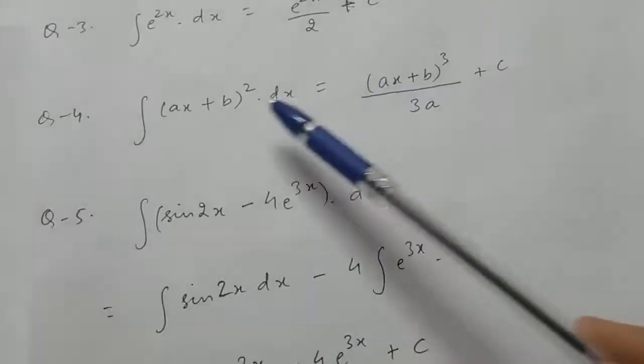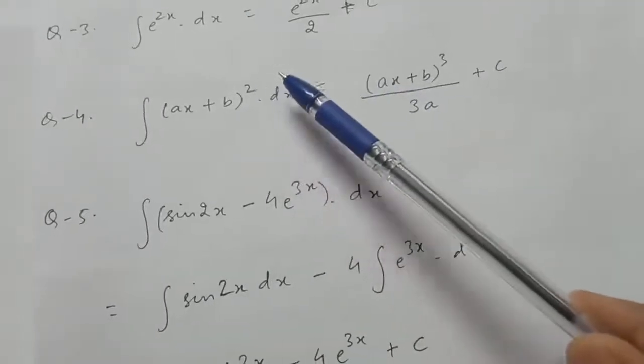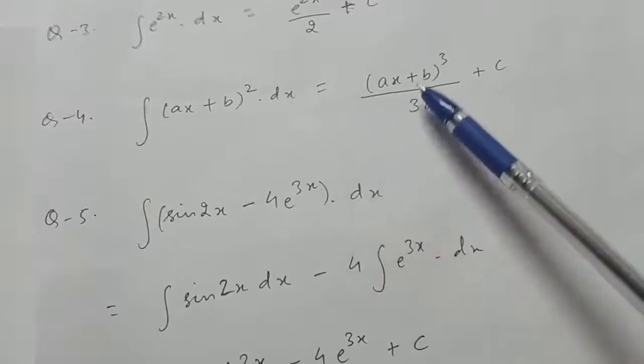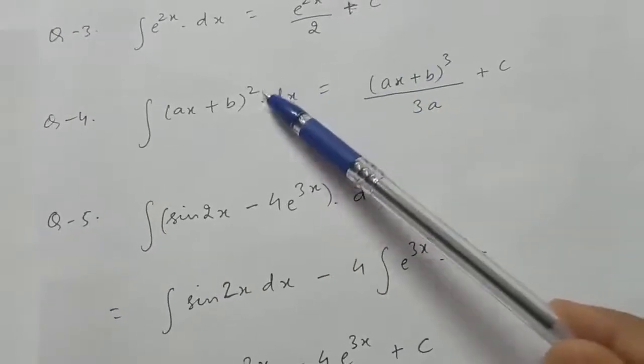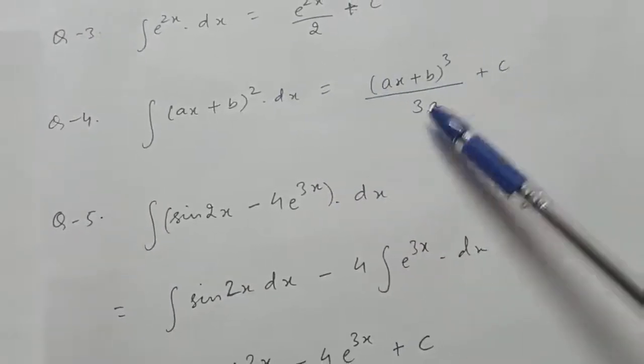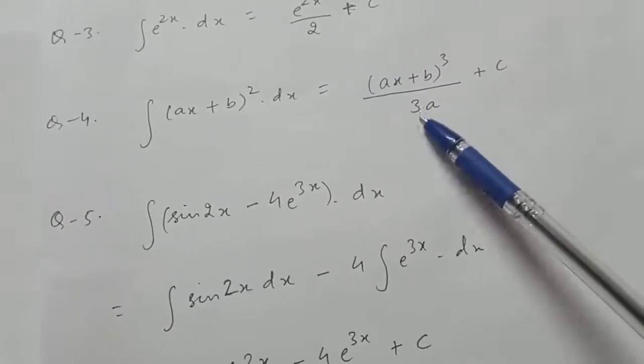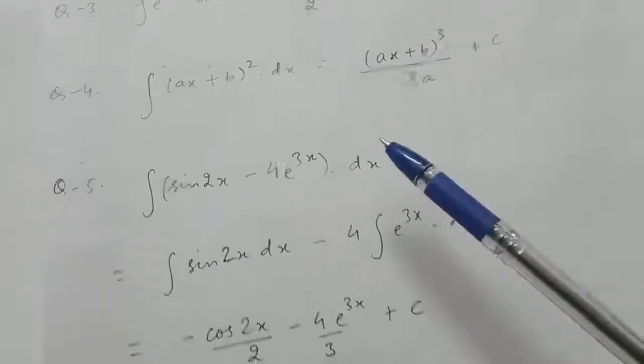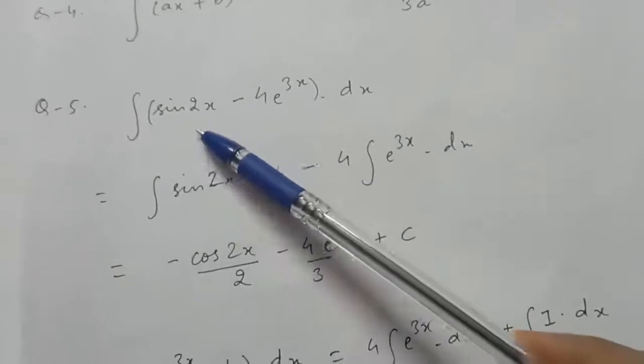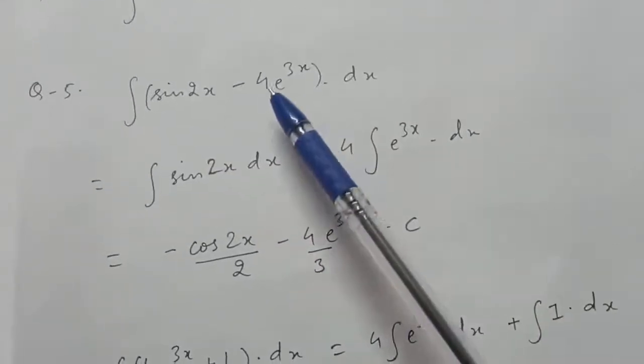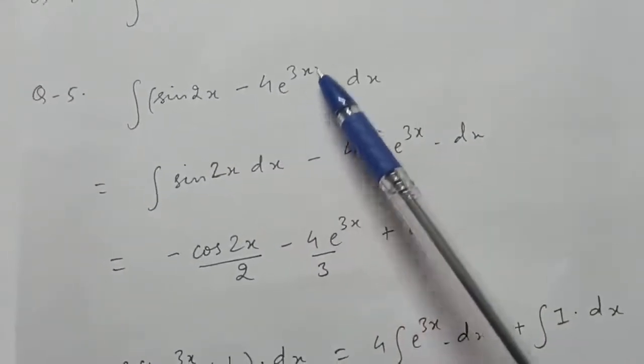Why is this so? Because the integral of x raised to the power n is x raised to the power n plus 1 upon n plus 1. Here n is 2. So it is x raised to the power 2 plus 1 upon 2 plus 1, that is 3. Right?